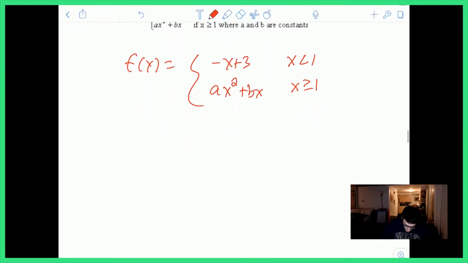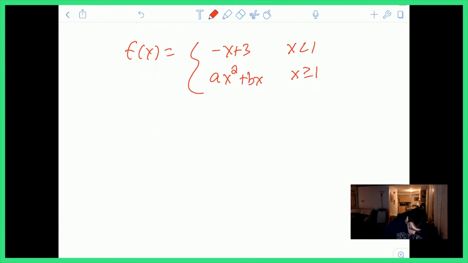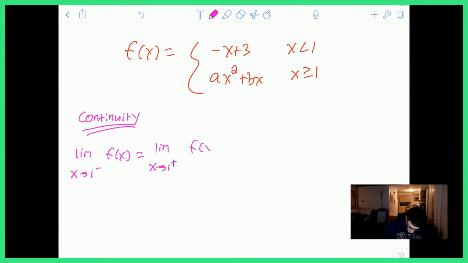Okay, so let's see if we can figure this thing out now. Taking this function, the first thing you have to do is show continuity. So let's do that first. Continuity basically means that the limit as x approaches 1 from the left of f of x equals the limit as x approaches 1 from the right of f of x. Okay, and then let's plug in our pieces. Left of 1, I'm negative x plus 3. And right of 1, I'm ax squared plus bx. So this is the limit as x goes to 1 from the right of ax squared plus bx, and this is the limit as x goes to 1 from the left of negative x plus 3.